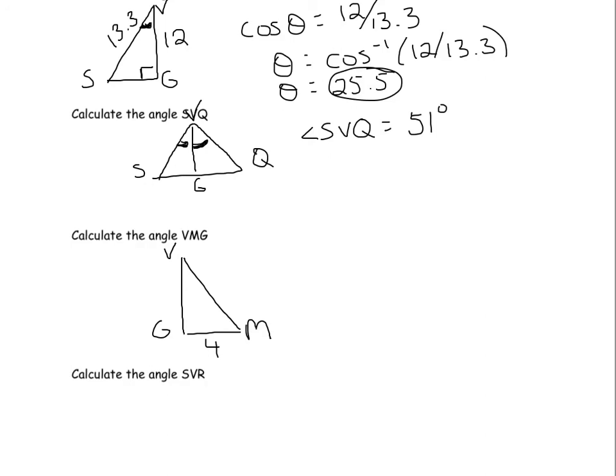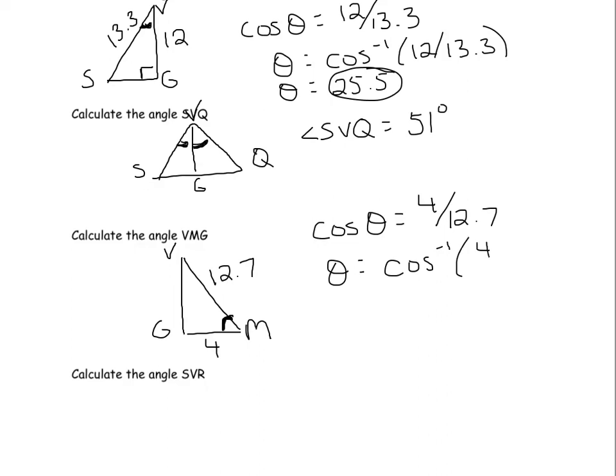Had we found any of those other pieces? Well, we have. This one was 12.7. So angle VMG is this angle right here. 4 is adjacent, 12.7 is hypotenuse. That would be cosine. So you would do the inverse of cosine of 4 over 12.7. That gives 71.6 degrees.